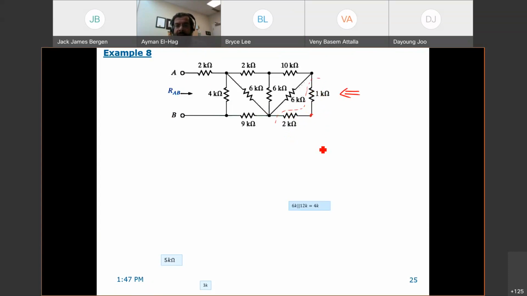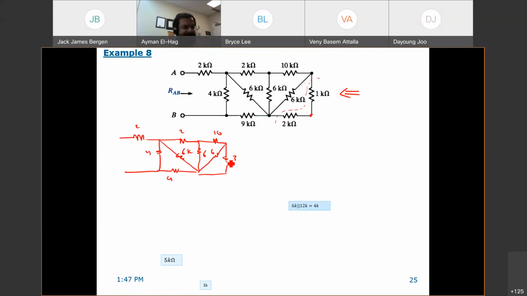So if I redraw the circuit here, 4, 2, 2. It looks complicated, but it's not actually. Once you do it one by one, it becomes very straightforward. So this is 6, 10. Now these two together, we have here another 6. So these two become 3.